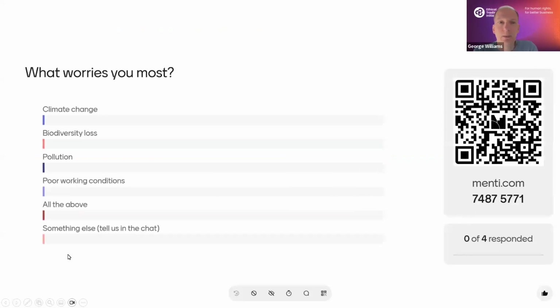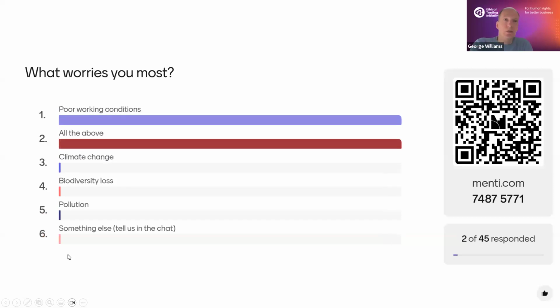Before we get going on the content of today's webinar, we wanted to get a bit of a sense of who's with us today in the room, and what your perspectives on some of these key issues are. So you should be able to use your mobile to scan the QR code on the screen there, or you can go to menti.com and put in the code there, which is 74875771.